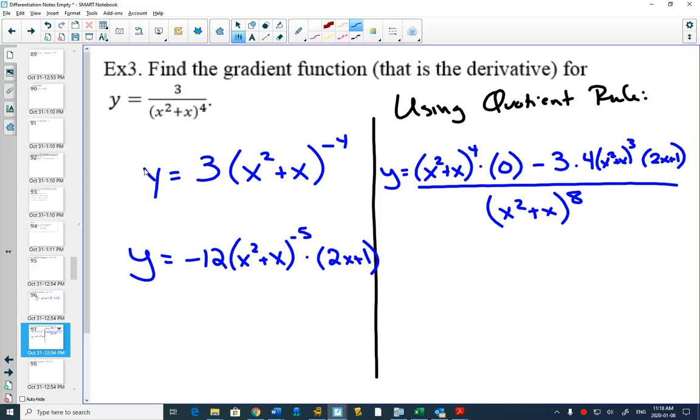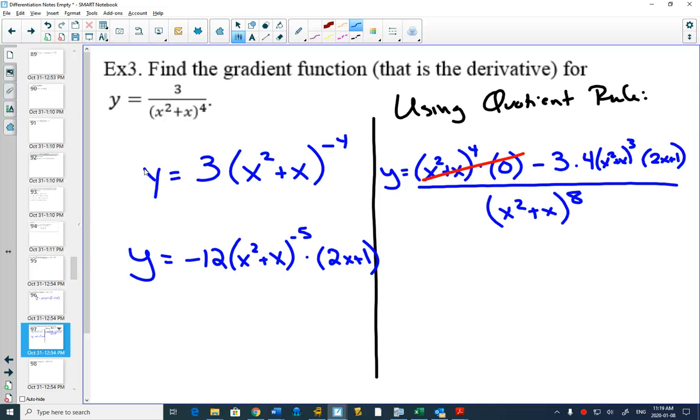The question is, can you see that these two answers are the same? Just the one on the right looks messier. First of all, on the one on the right, can you see this times by 0? This is going to be 0. Can you see that I have negative 3 times 4? I'm going to get negative 12. This one I have x squared plus x to the negative 5. This one I have x squared plus x to the 3 on the top and x squared plus x to the 8 on the bottom. If I simplified that, I would get x squared plus x to the 5 on the bottom, which is the same as x squared plus x to the negative 5. And then you still have the multiply by 2x plus 1.